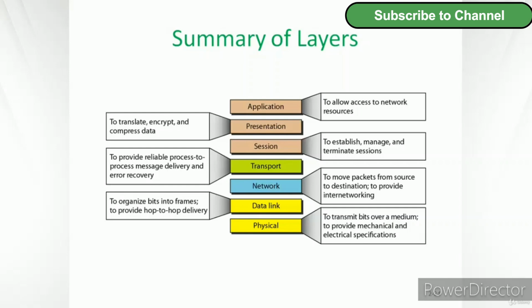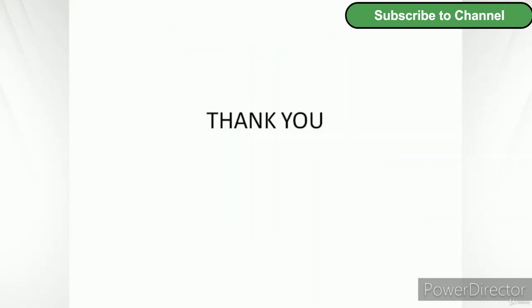So in this lecture, we have seen the details of this OSI model. There are 7 layers of the OSI model: physical layer, data link layer, network layer, transport layer, session, presentation, and application layer. This is the reference model used in computer networking. Okay, so thank you.